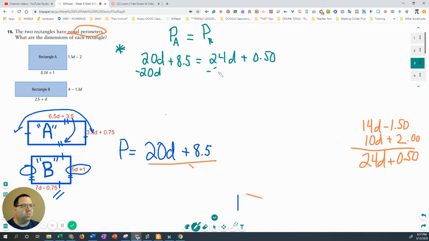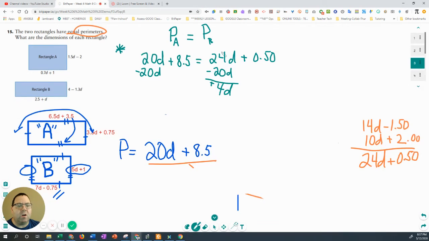And the reason is this. I know that 20 is a positive number. I know that 24 is a positive number. 20 is less than 24. So when I take 20 away from both sides, I end up with an already positive 4D. Little hint there, little advanced sort of hack, inside trick.